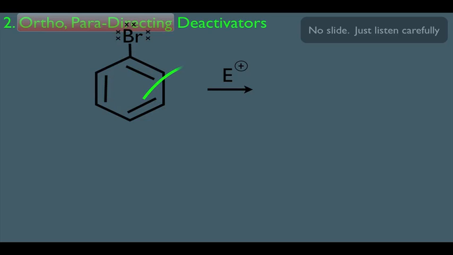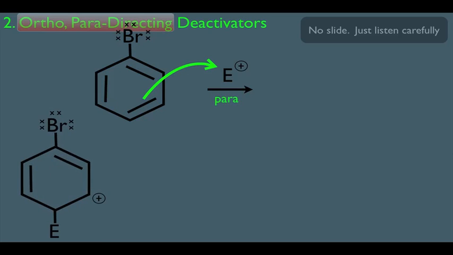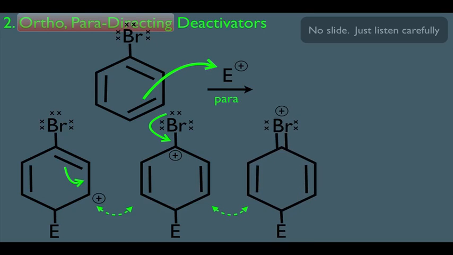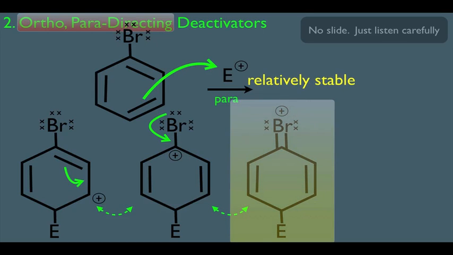Again, first step of the mechanism, grab the electrophile. We're going to add it para to the Br. We get this intermediate. We can draw this resonance structure right here and end up with this one. And notice right there, the positive charge is on the carbon bearing the bromine, which allows us to draw this resonance structure right here, leading us to that relatively stable resonance structure.